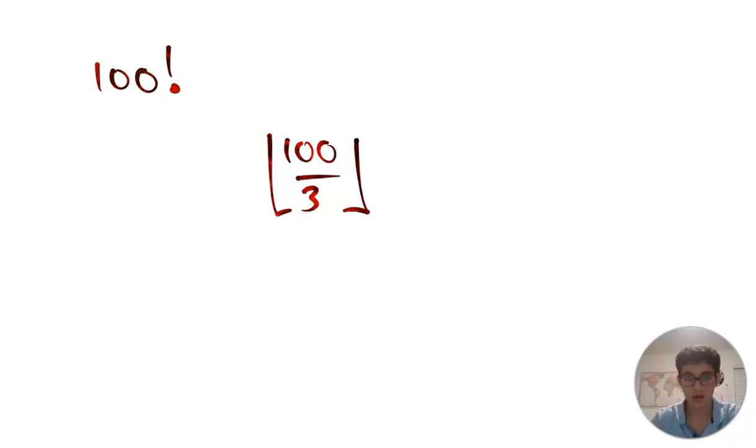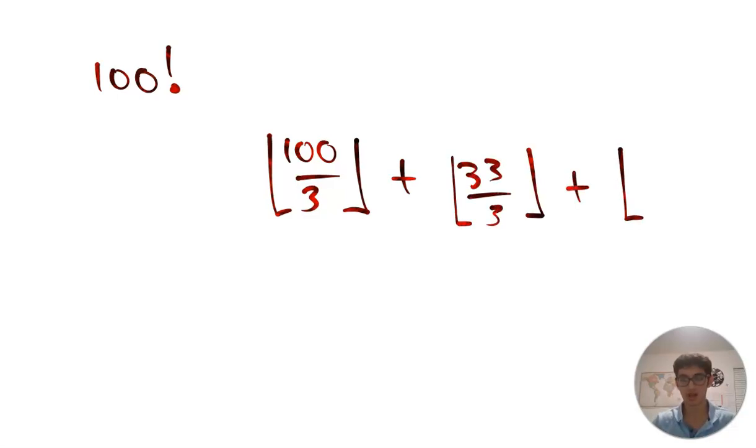If you're given 100 factorial, or n factorial in general, you can generalize everything I say here. If you're asked to find how many multiples of 3 you have, you would just do 100 divided by 3, and take the floor of that. Then you add this to the floor of 33 divided by 3, and then you do the same thing again and again, and you keep going until you start adding zeros, essentially.